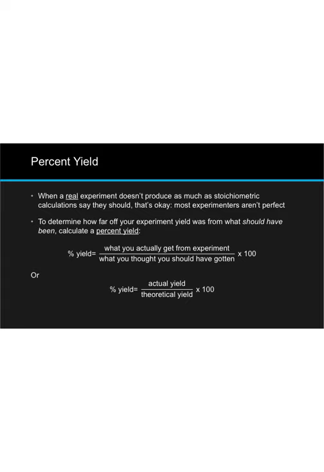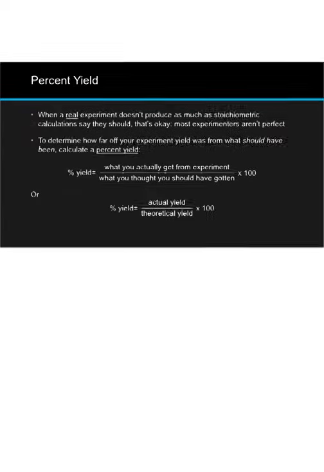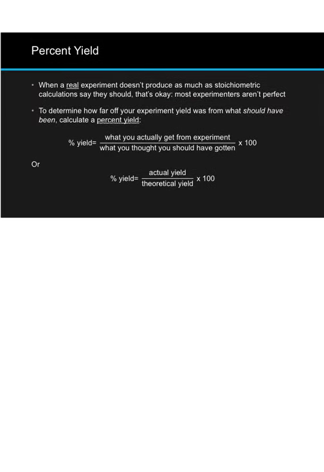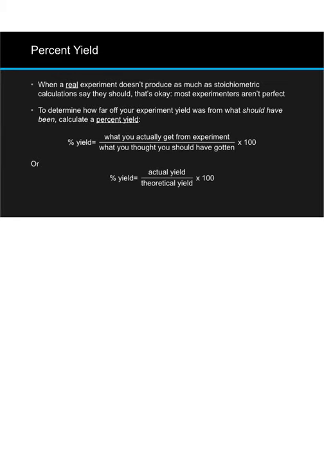When real experiments don't go according to plan or produce as much stoichiometric product as we would have predicted, that's okay and no reason to fear. It's because of our inability to make perfect reactions. As a good gauge for how far off we've strayed in our actual experiment from our theoretical predictions, chemists often produce what's called a percent yield to describe how much we've made compared to what we expected.